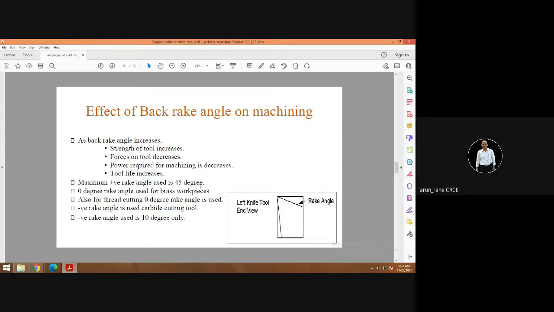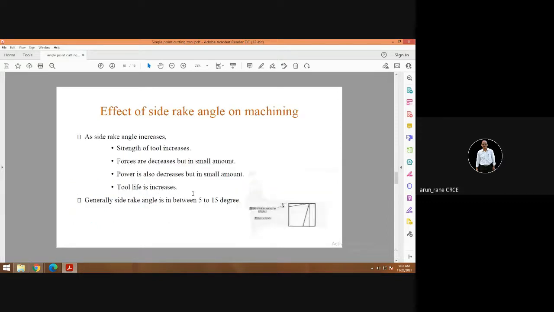Maximum positive rake angle will be 45 degree, not more than that, but generally we don't go for 45 degrees. Normally the maximum rake angle is around 5 to 6 degree. 0 degree rake angle is used for softer material like brass, aluminum. Also, if you want to do thread cutting, the rake angle has to be 0. Negative rake angle means it is the opposite. That is used for carbide cutting, because there the forces are in the opposite direction. Just for examination point of view, this effect of back rake, etc., will not be asked.